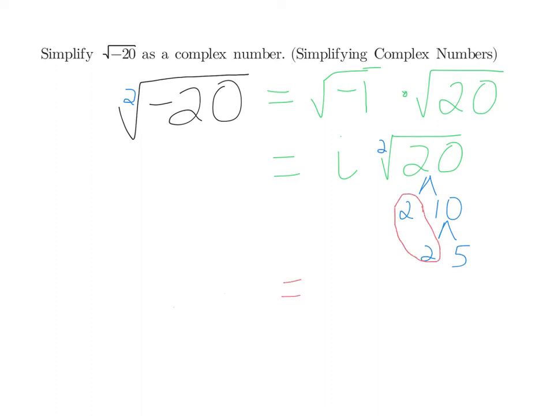Alright, so I still have the i. I took out one group of 2, and whatever prime is not circled, which in this case is 5, stays under the radical. Now to write it in correct format, it's 2i square root of 5. That is your final answer.